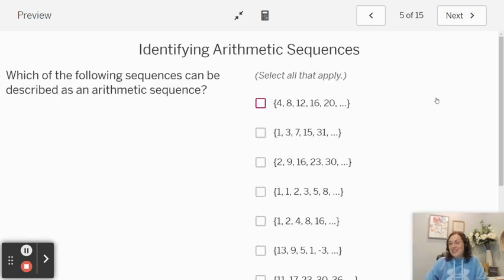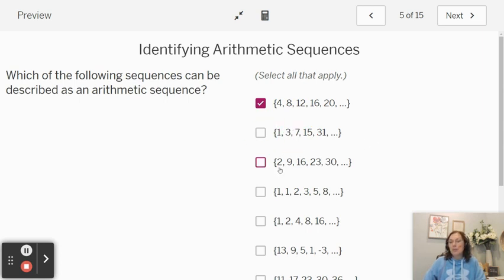So let's look at these. Let's see if we can decide which of these are arithmetic. So on the first one, I want you to see 4 plus 4 would give us 8. 8 plus 4 would give us 12. 12 plus 4 would give us 16. So yes, this one is arithmetic. What about the second one? 1 plus 2 would give us 3. 3 plus 2 would not give us 7. So that one's not going to work.